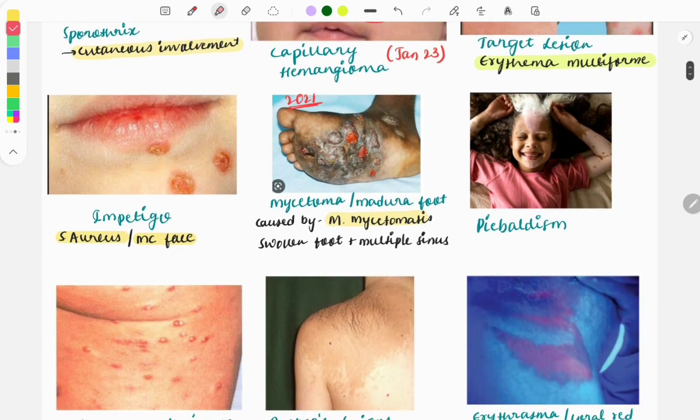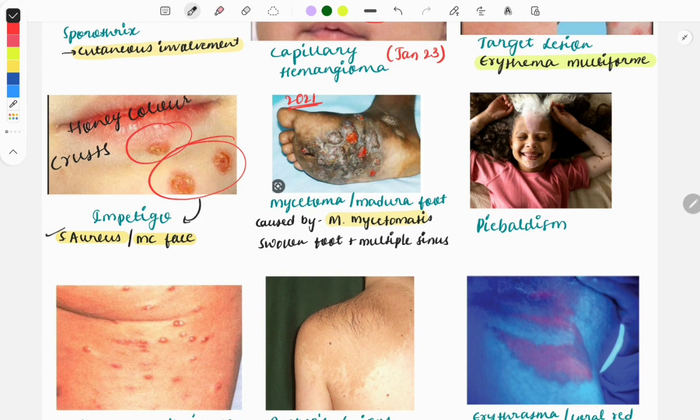The next image, as you can observe here, in the lip area, these are honey colored crusts, and these are suggestive of impetigo. In impetigo, the most common cause is Staph aureus, and the most common location is the face, especially the lips, and this is most commonly seen in children. They will give an image of a child with these honey crusts and ask you to make the diagnosis. So it will be impetigo, a very easy and very straightforward question.